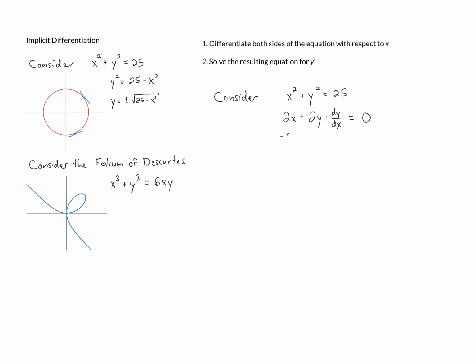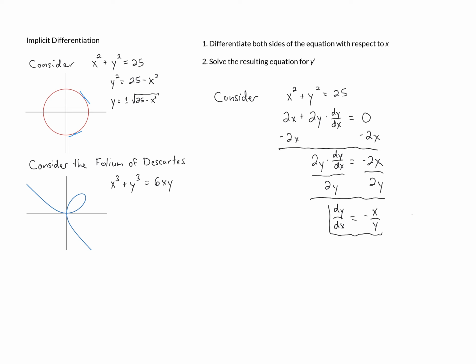So we can subtract 2x from both sides to move that term over. This gives us 2y times dy over dx equals negative 2x. And then to get that dy over dx alone, we need to divide both sides by 2y to get rid of the 2y on the left. And that leaves us with dy over dx on the left. And then the 2's cancel on the right, and we just have negative x over y. And so this is the derivative of y with respect to x for that equation.